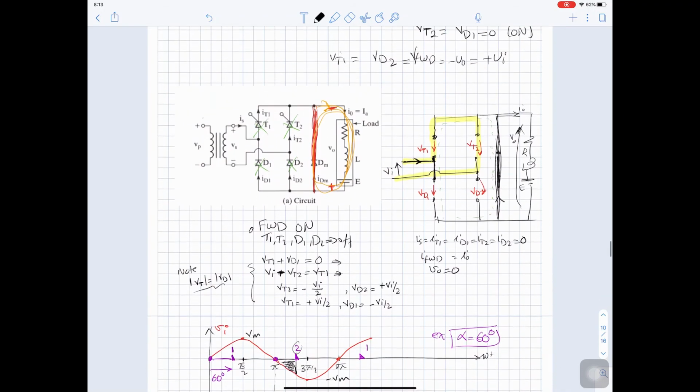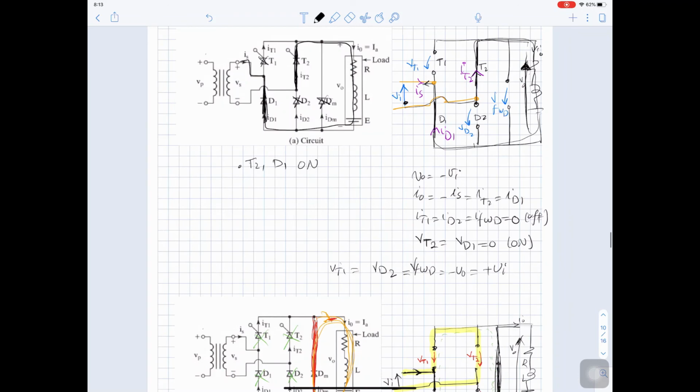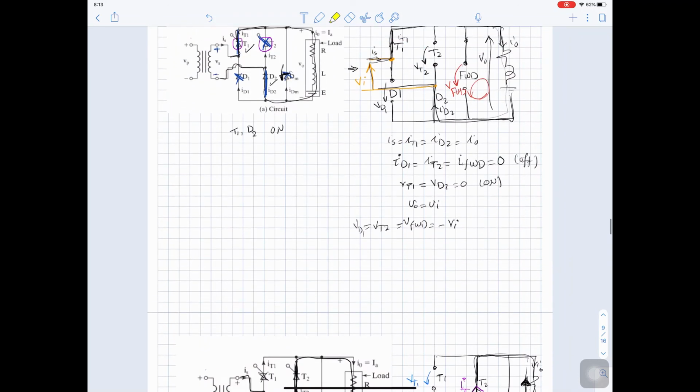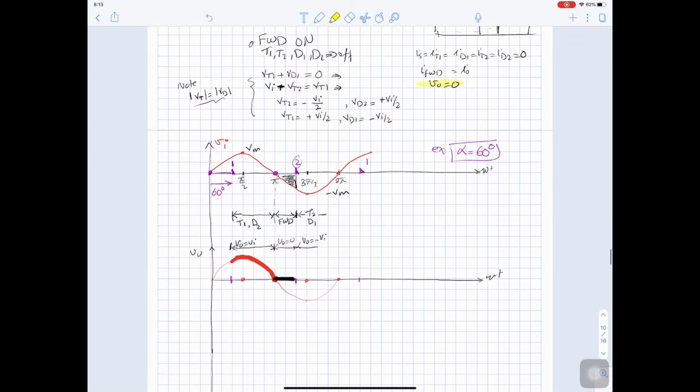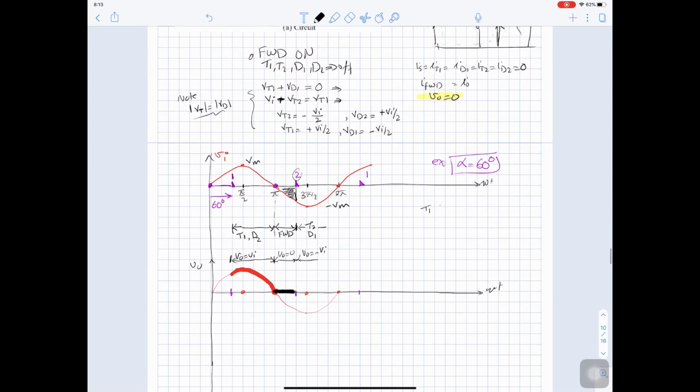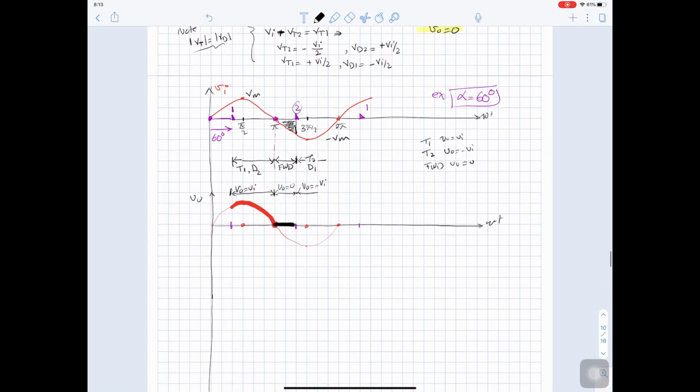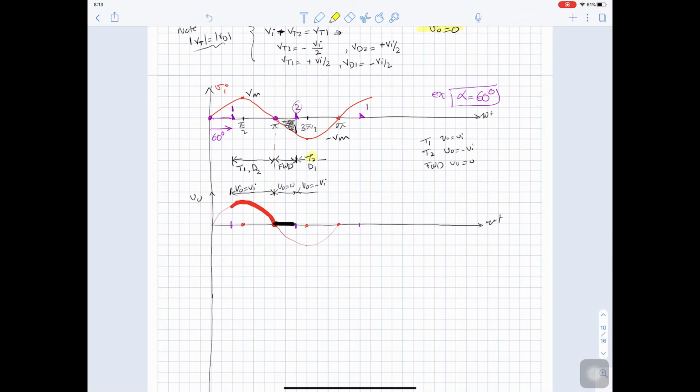So if we go up here, V out here is negative Vn. Here V out is Vn. And here V out is 0. So when we have thyristor 1, V out equals Vn. When we have thyristor 2, V out equals minus Vn. When we have the freewheeling diode, V out equals 0. So when thyristor 2 is conducting, V out is negative Vn.